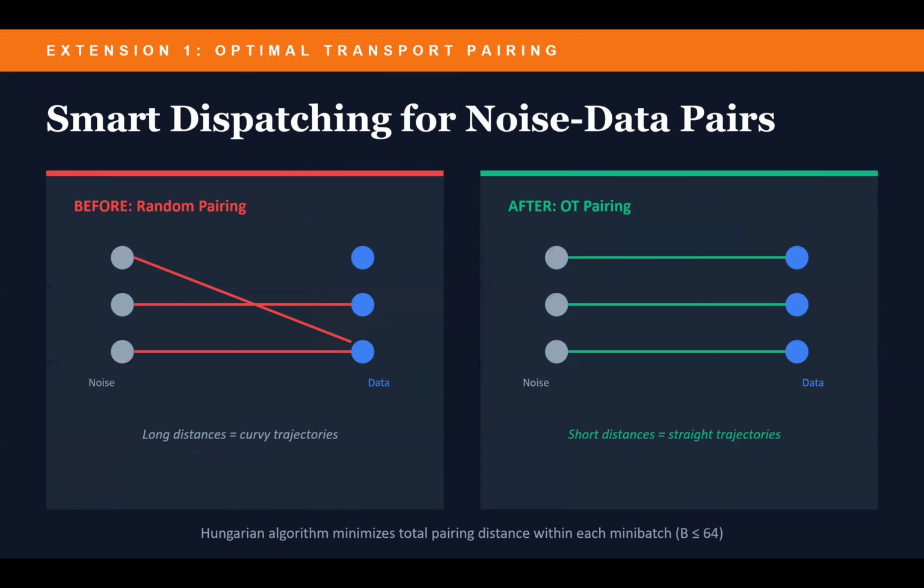So now I'm going to talk about smart pairing for noise and data. On the left, we have a random pairing, whereas on the right, we have the OT pairing. As you can see, shorter distance means straighter trajectories, and we use the Hungarian algorithm for that.